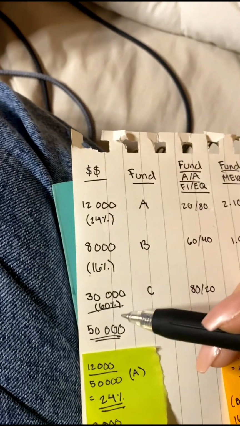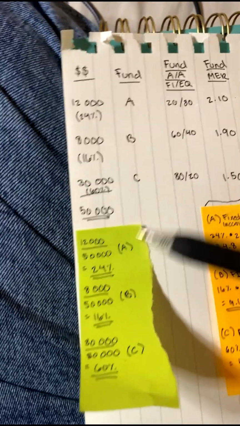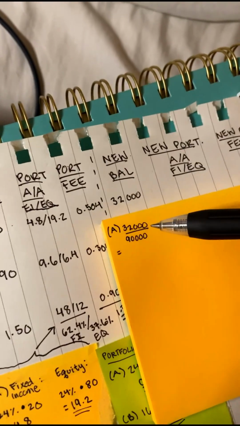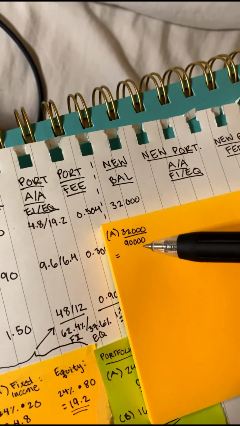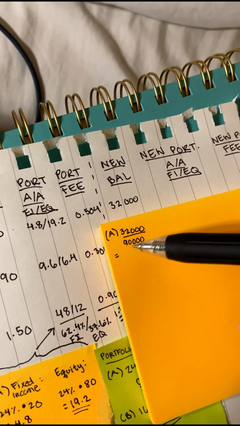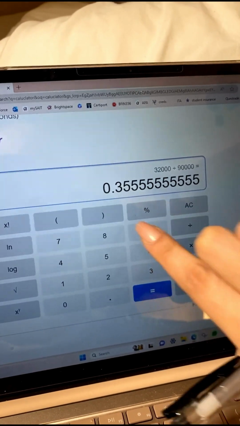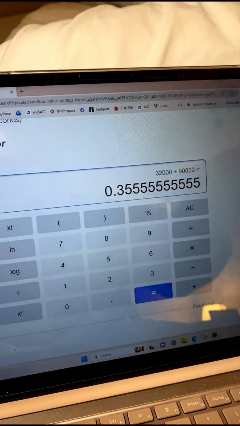Then you need to get your percentages again. So again, you're taking your $32,000 that's in this fund only, in Fund A, over the total funds in the portfolio, which is 35.6%.